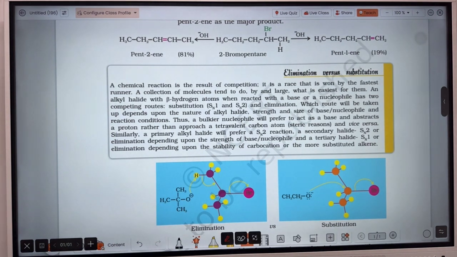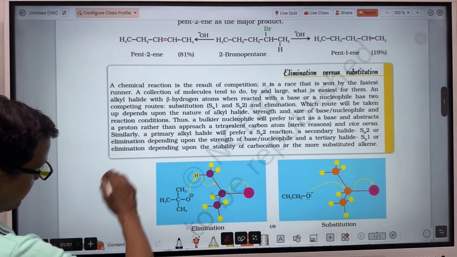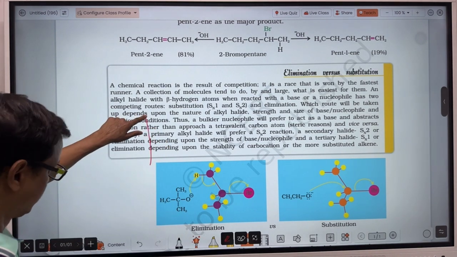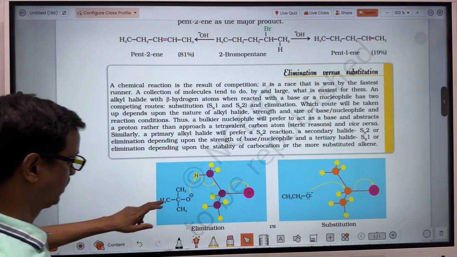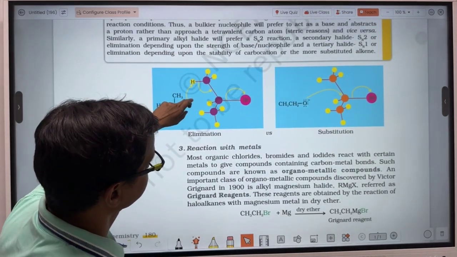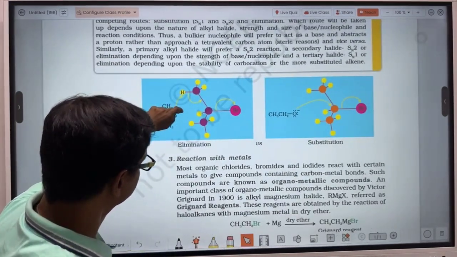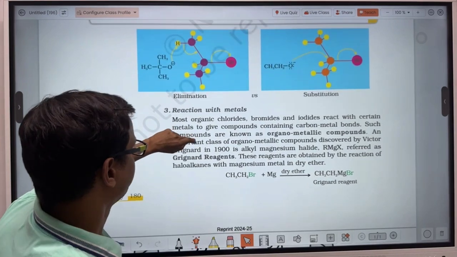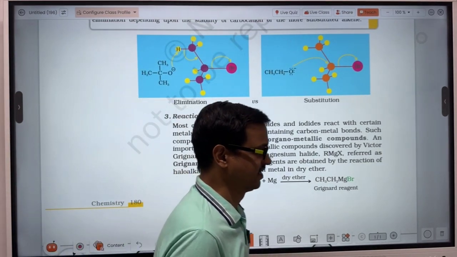And what is substitution reaction? That you already know. Okay, so that was about elimination reaction. Now let's see directly the reaction with metals.